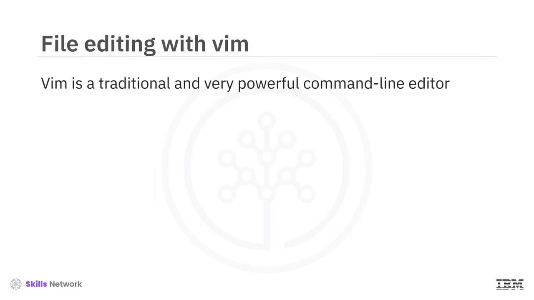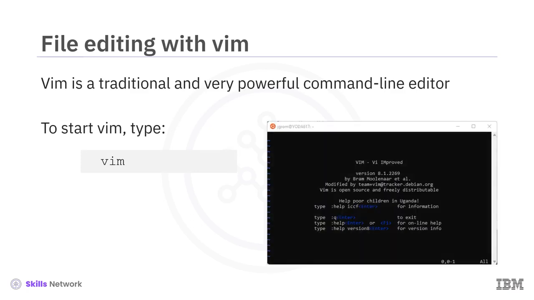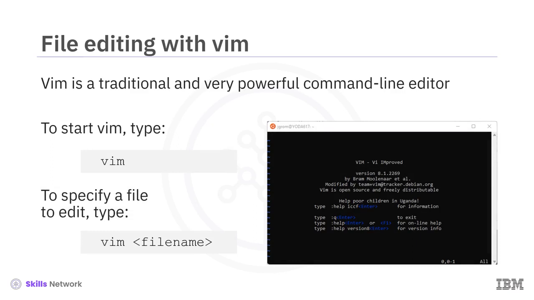Now, Vim is a traditional and very powerful command line editor. It takes some time to get accustomed to how it works, but with some practice, your fingers will develop muscle memory to accomplish all of your text editing tasks at speed. Entering Vim at the command prompt opens the Vim app. You can also specify a file name to edit a new or existing file.